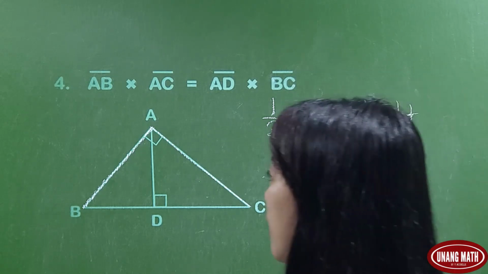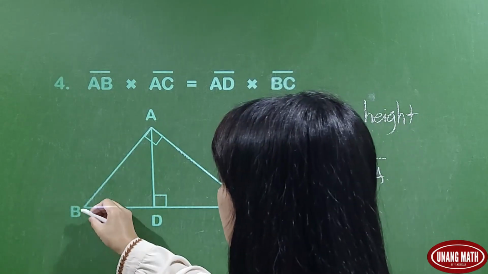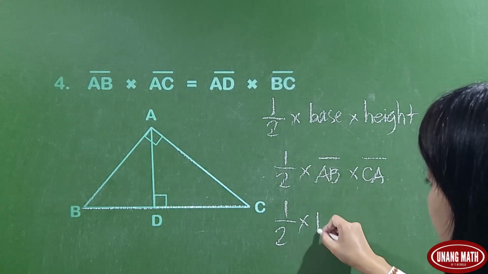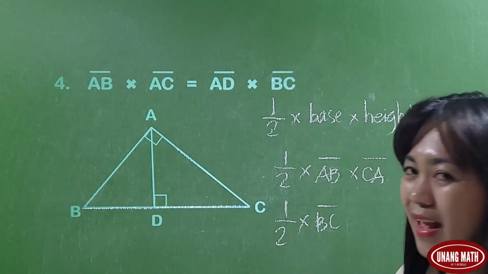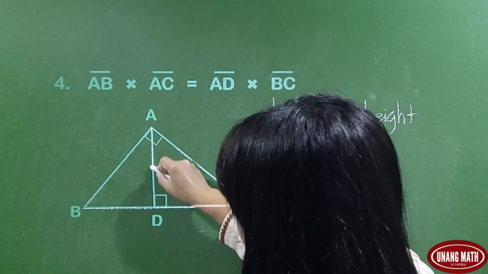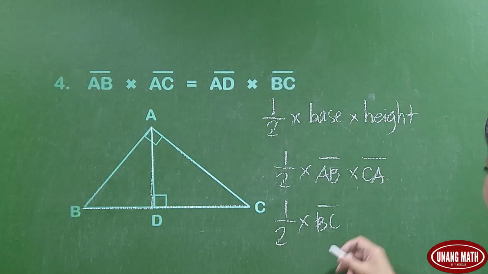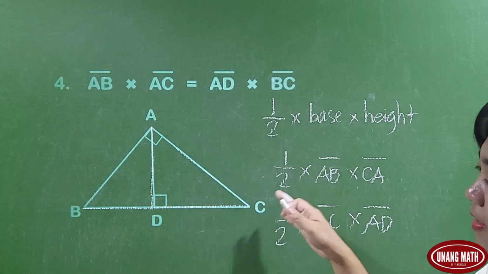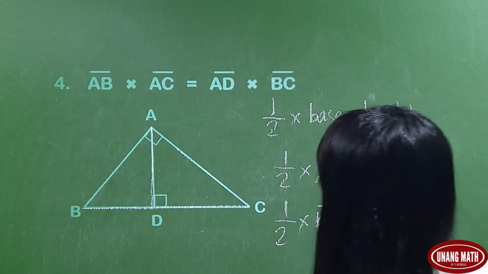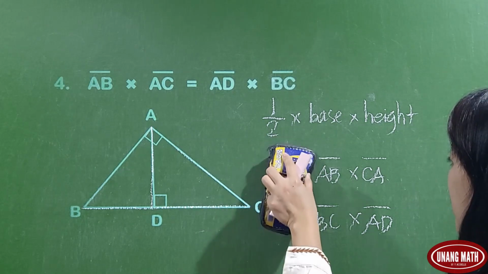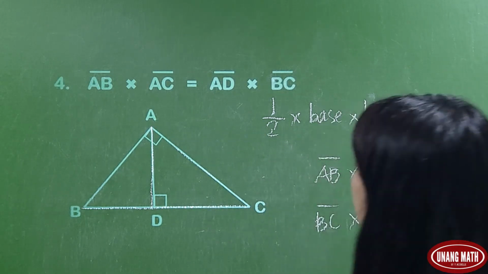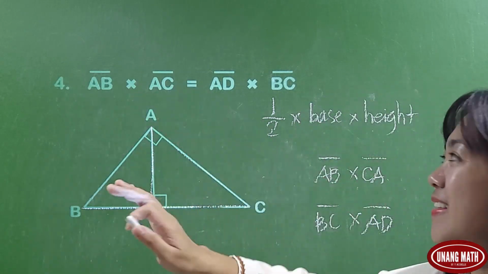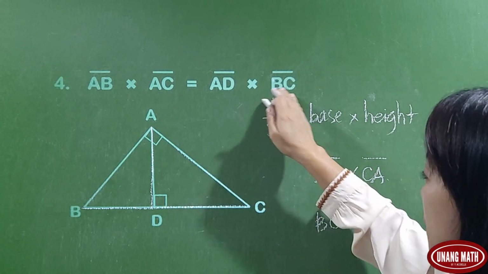How about if our base is segment BC? So if our base is segment BC, then our height this time is segment AD. So it would be times AD. But again, these are similar figures, so we can just remove this 1/2. So it means we now have here segment AB times segment AC is equal to segment AD times BC.